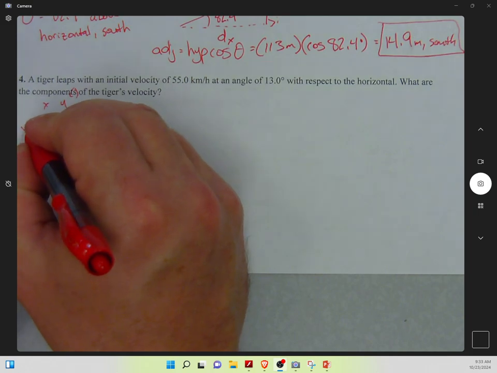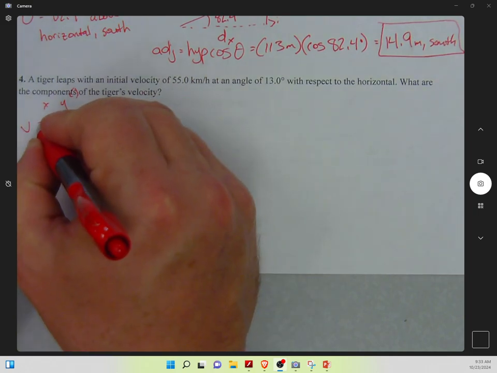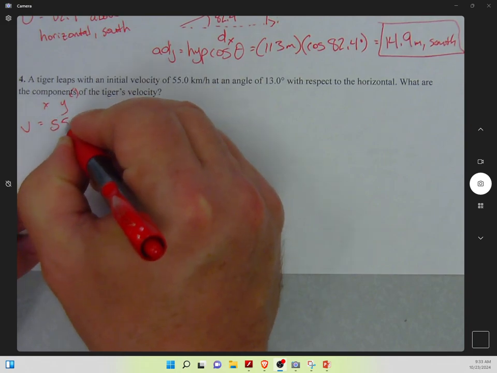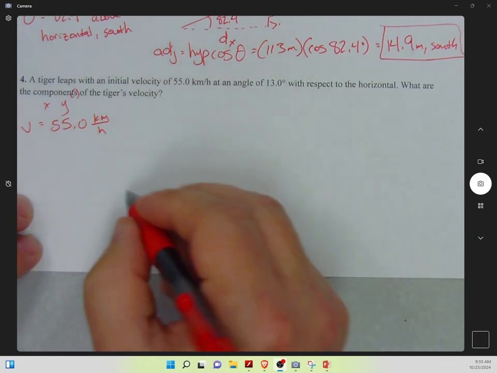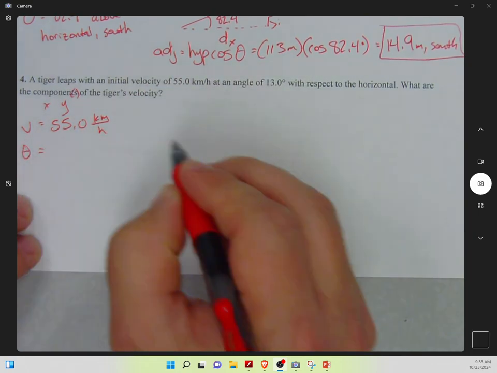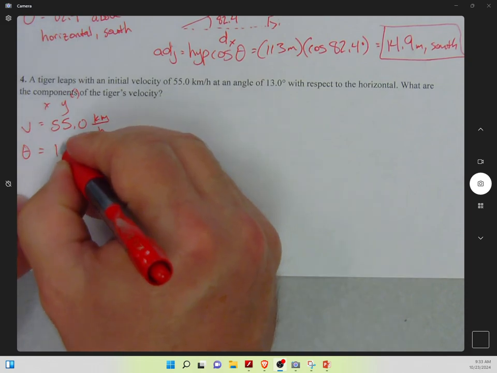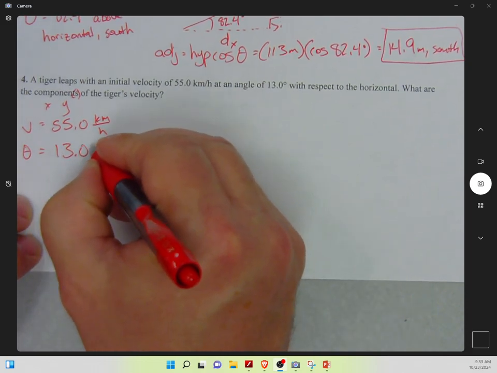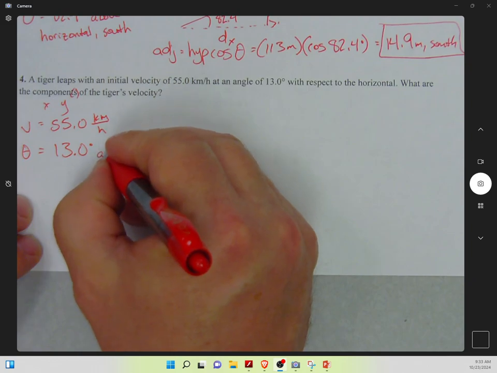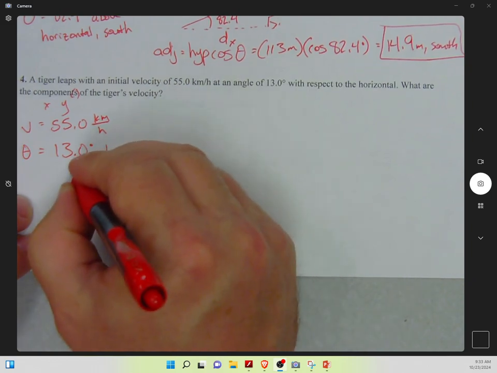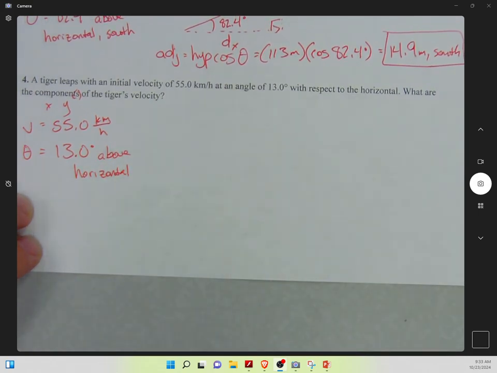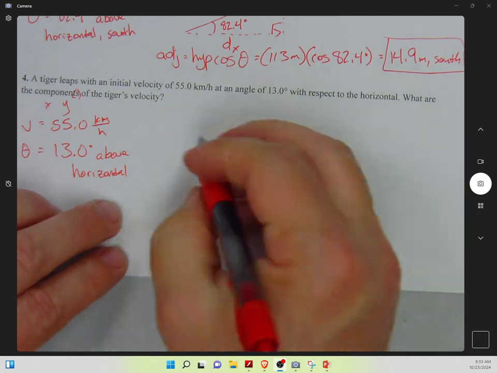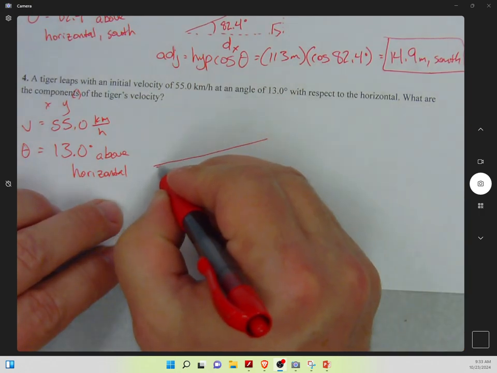I have, it's a velocity, right? So I have a velocity of 55.0 kilometers per hour. And my angle was 13 degrees above horizontal. So again, here's my triangle.